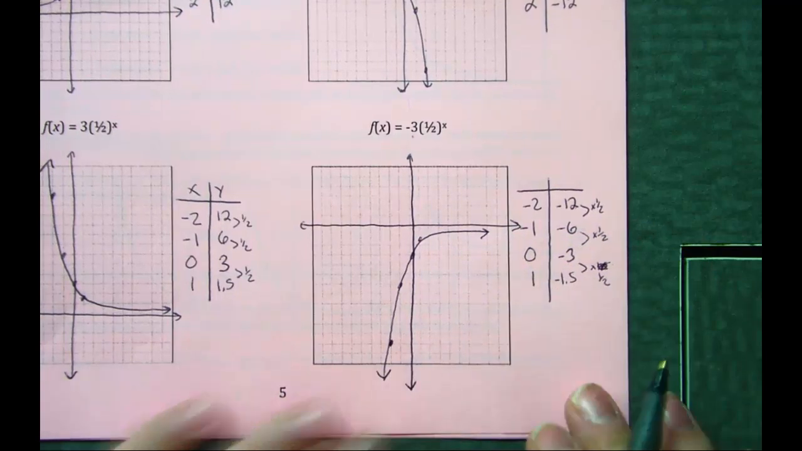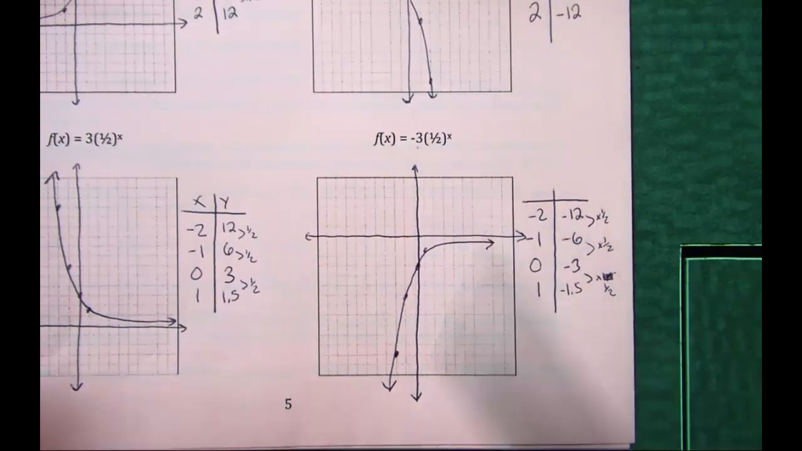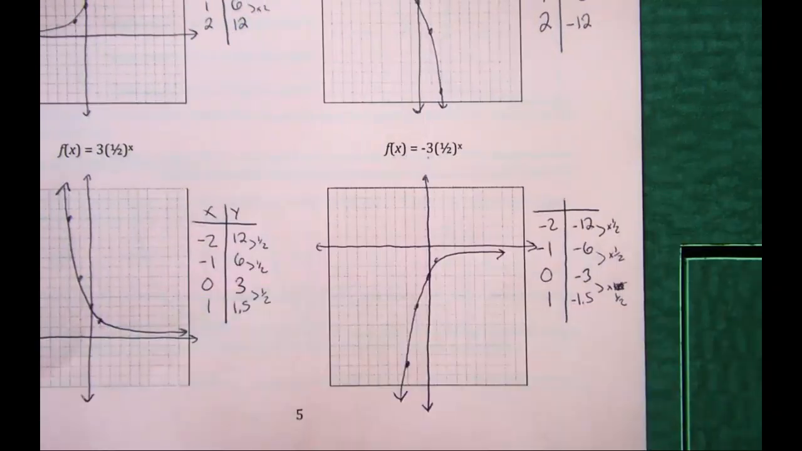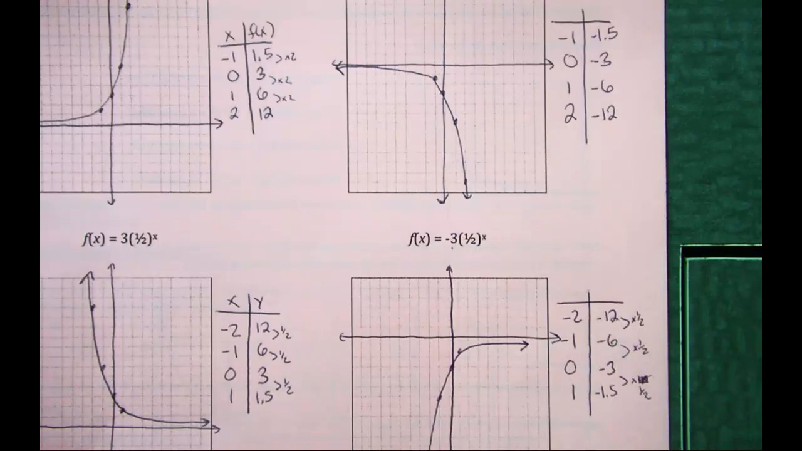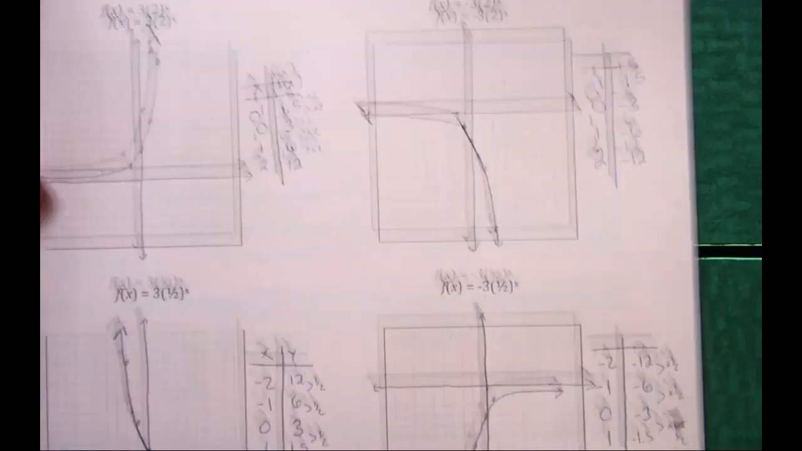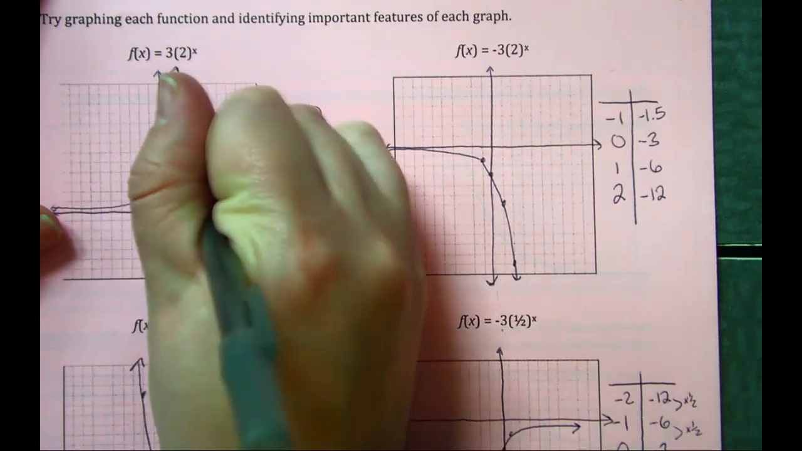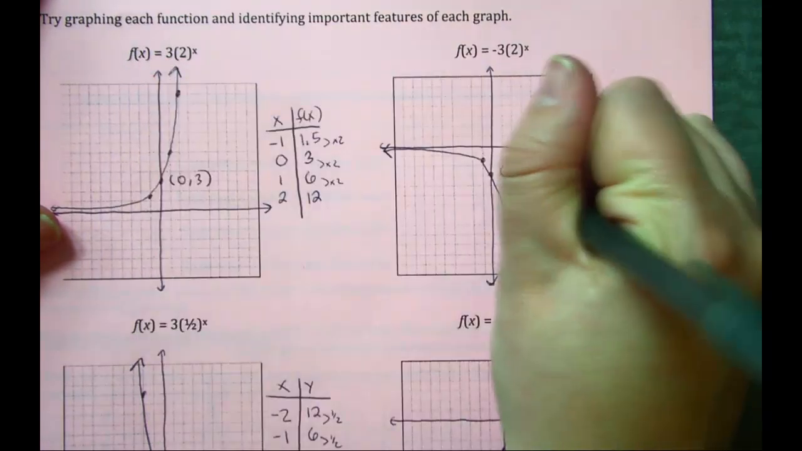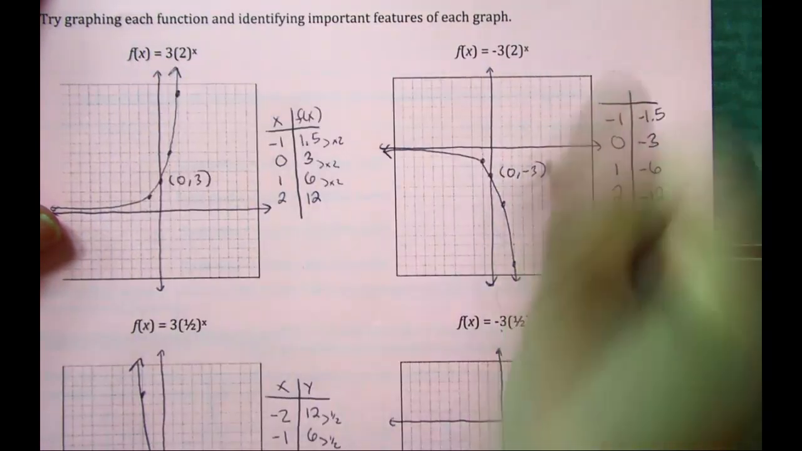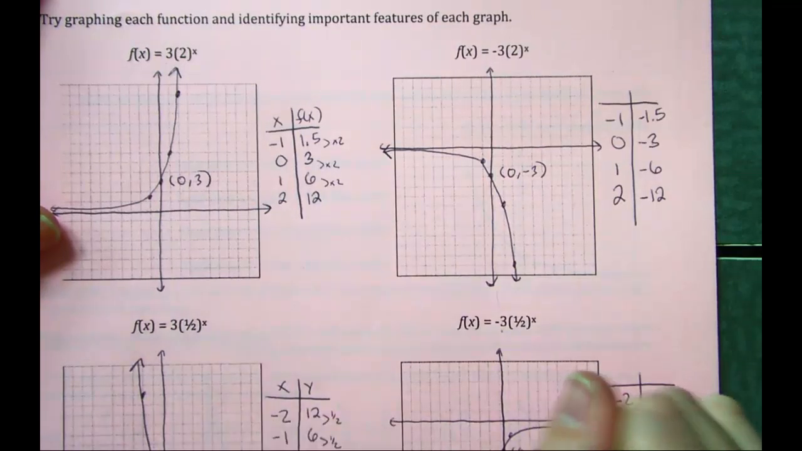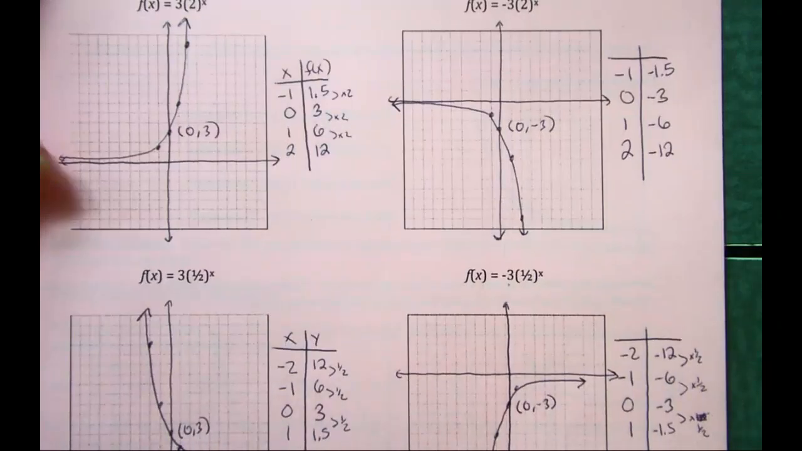So again, we see that when the a value is negative, it takes what it used to be and it flips it underneath. So it used to be up here and it just flips it underneath there. Okay, and then if we want to talk about the y-intercepts, notice that the a is 3, so there's a y-intercept of 0, 3, and for the other, 0, negative 3.